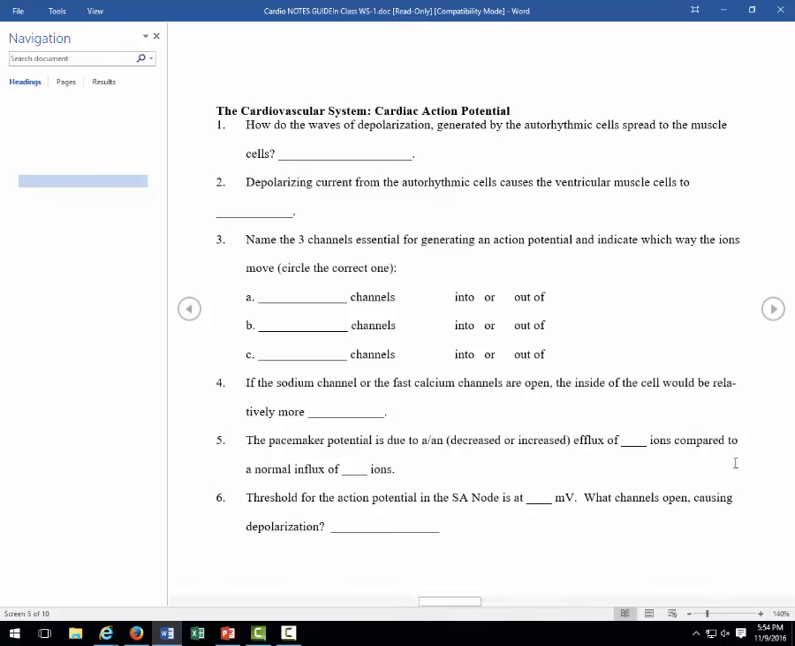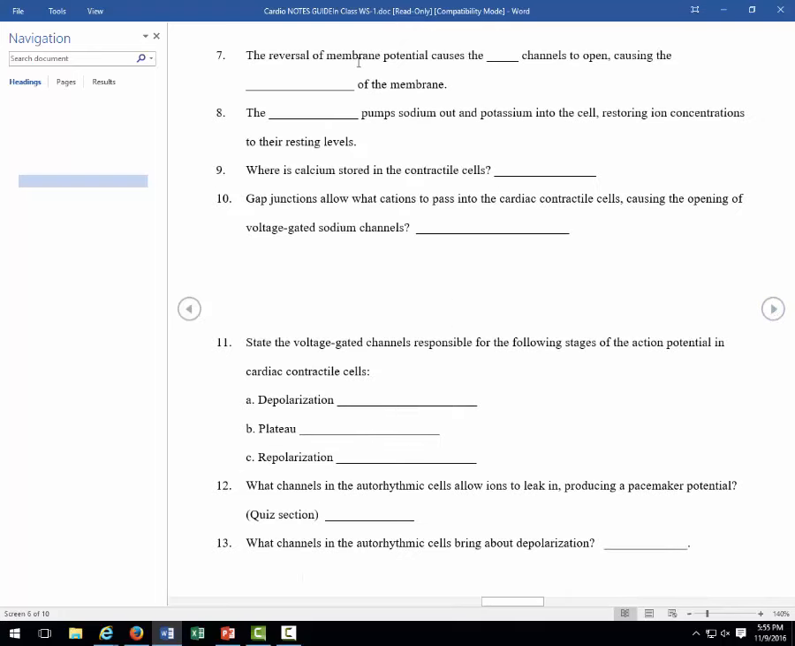What channels open causing depolarization? Calcium. Yep, voltage-gated calcium channels open up at negative 40. The reversal of membrane potential causes what channels to open? So now we're coming back down. Potassium, causing what to happen? Repolarization, good.